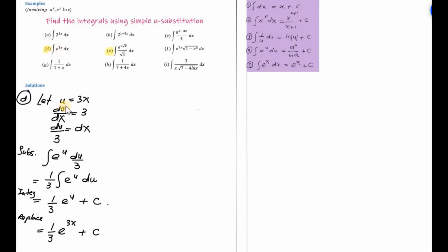Okay, let's compare D. So let u be 3x. We need to replace dx. So differentiate and rearrange. So dx is du on 3. Before you consider integrating, put the constant up front. So there we are to integrate e power u. So we have to use the formula number 5. The integral of e power x dx is e power x. So the integral of e power u du is e power u plus c. And make sure that you replace back in terms of the variable given in the question. So that is question D.